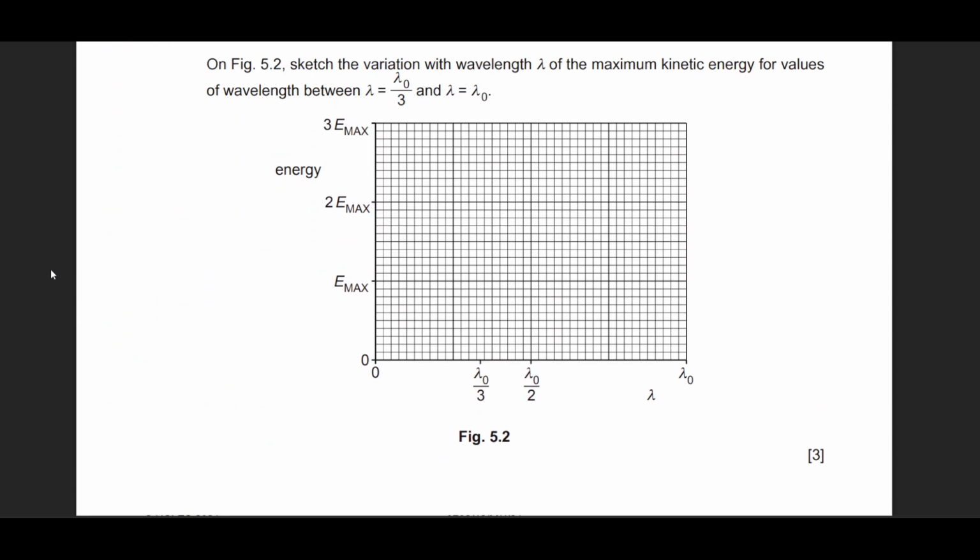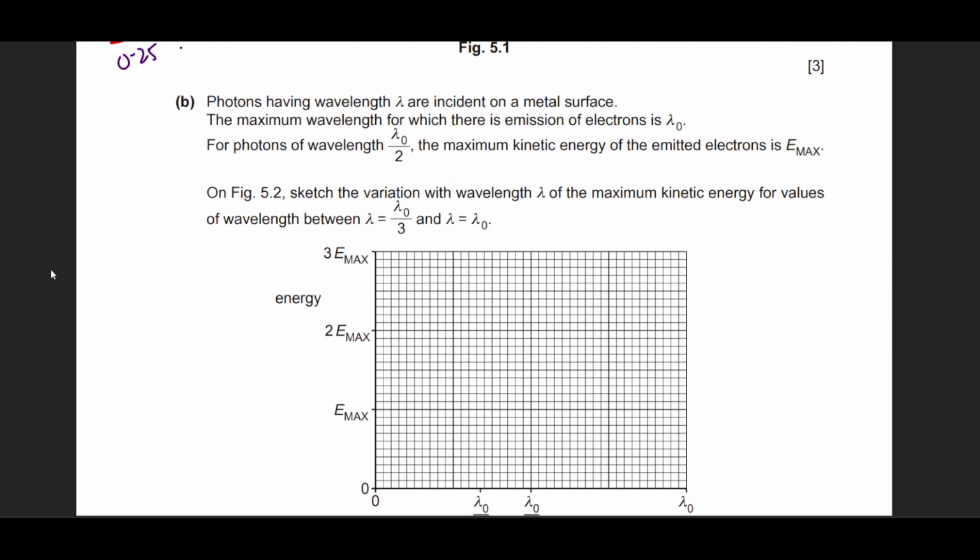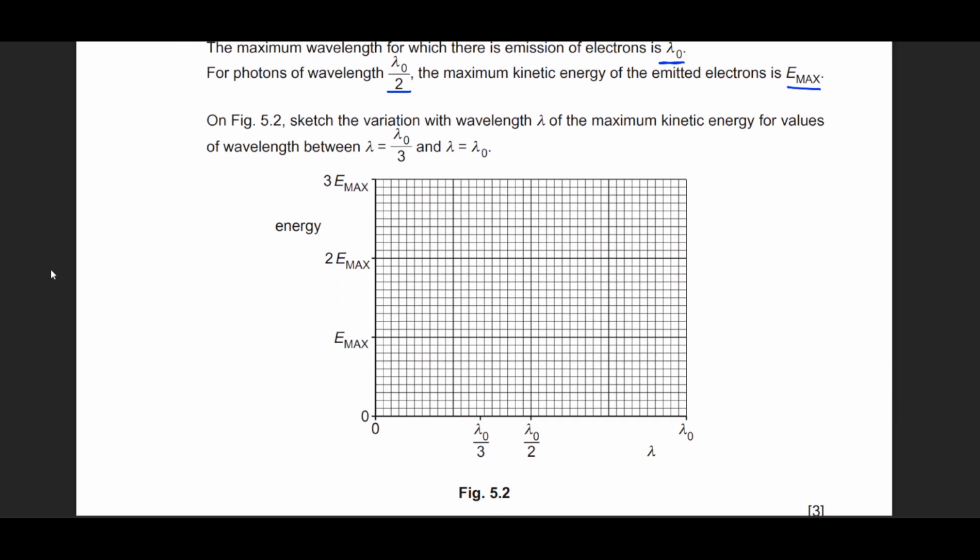Now let's move on to this part. He says that lambda naught is the threshold wavelength which is required to eject the electron. And if lambda by 2 is being introduced, which is the high energetic photon, then the kinetic energy of the emitted electron is Emax. Now let's write down the equation. The energy of the photon that is brought into the system is going to be equal to the work function plus the kinetic energy, right?